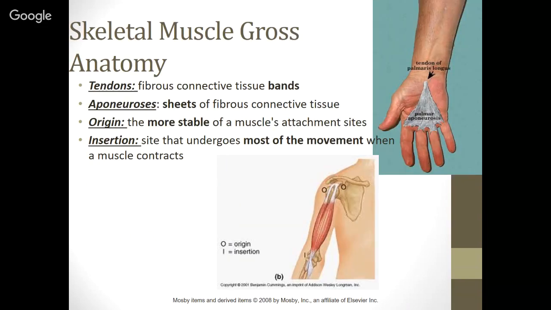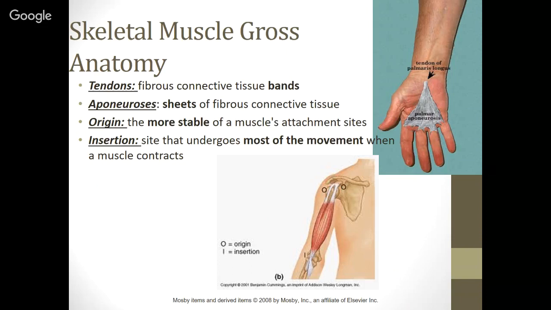Skeletal muscle gross anatomy, the things that you can see. So let's differentiate these or describe them. Tendons are fibrous connective tissue bands. They connect your muscles to your bones. Aponeuroses are sheets of fibrous connective tissue. So in your palm, you actually have a sheet of fibrous connective tissue called the palmar aponeurosis. It comes from the tendon of the palmaris longus, which is a muscle in your forearm, and it attaches from the muscle and then turns into a sheet or an aponeurosis and connects to the bones of your finger.